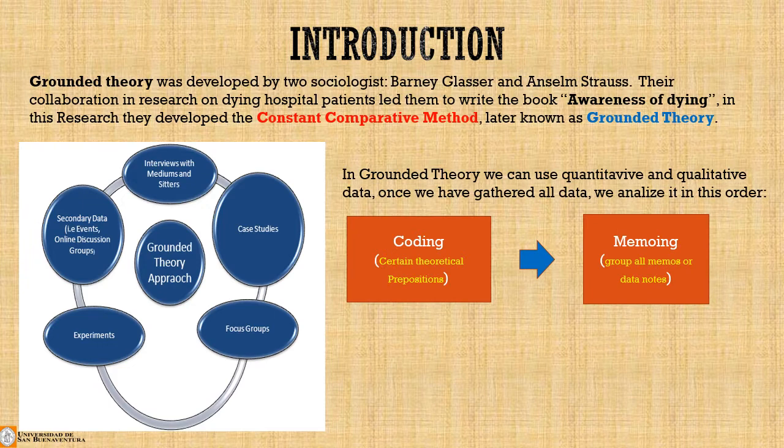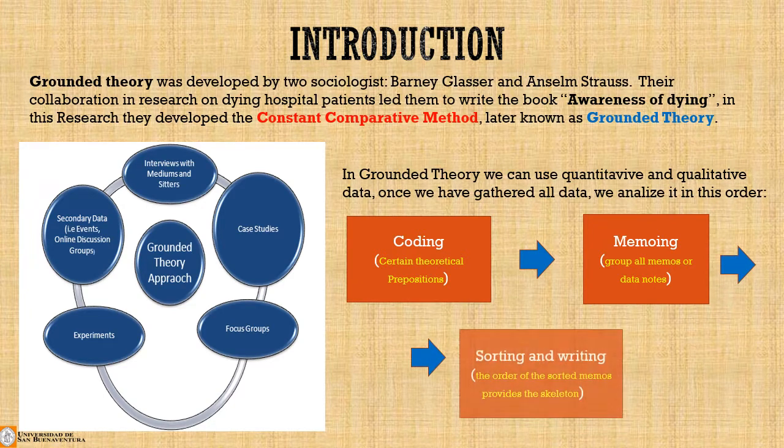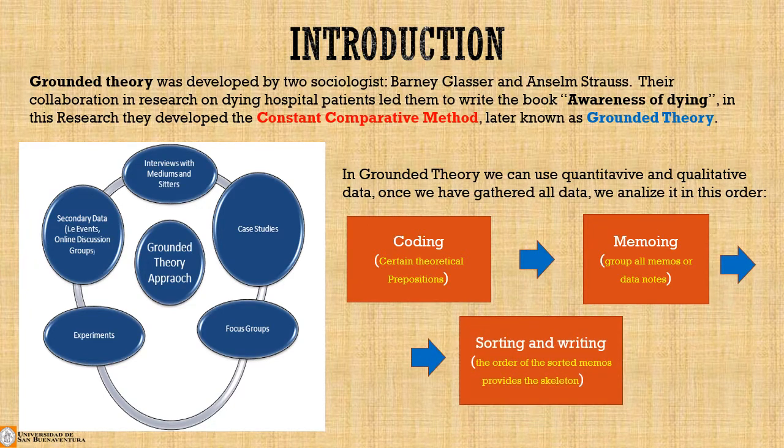In the second step, we have to do memoing. This is the same as the actual code. Here, you group your memos like with like and sequence them in whatever order will make your theory clearest. In the last step, we have to sort. Here, the order of your sorted memos provides you with the skeleton and many of the words of your thesis. Then, you begin writing.